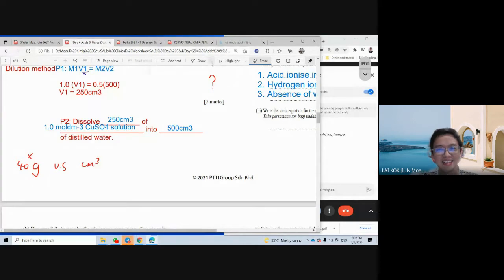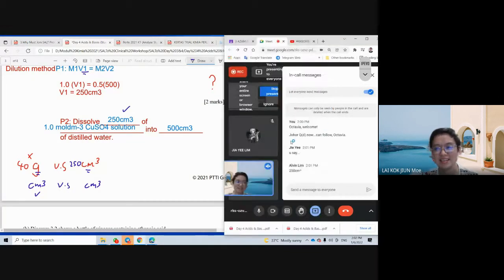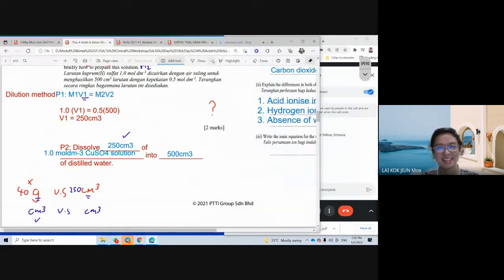Okay, sorry, I made you confused. You see, gram unit is different from cm³, right? So now what we are comparing is volume. 250 is volume, so volume versus volume. Be careful. So we have to count this volume. You plus 250 inside, 250 here already, right? So you cannot add 500 more, it's too much. Then we become 750. Then you need to cut off because your final product will be 500.